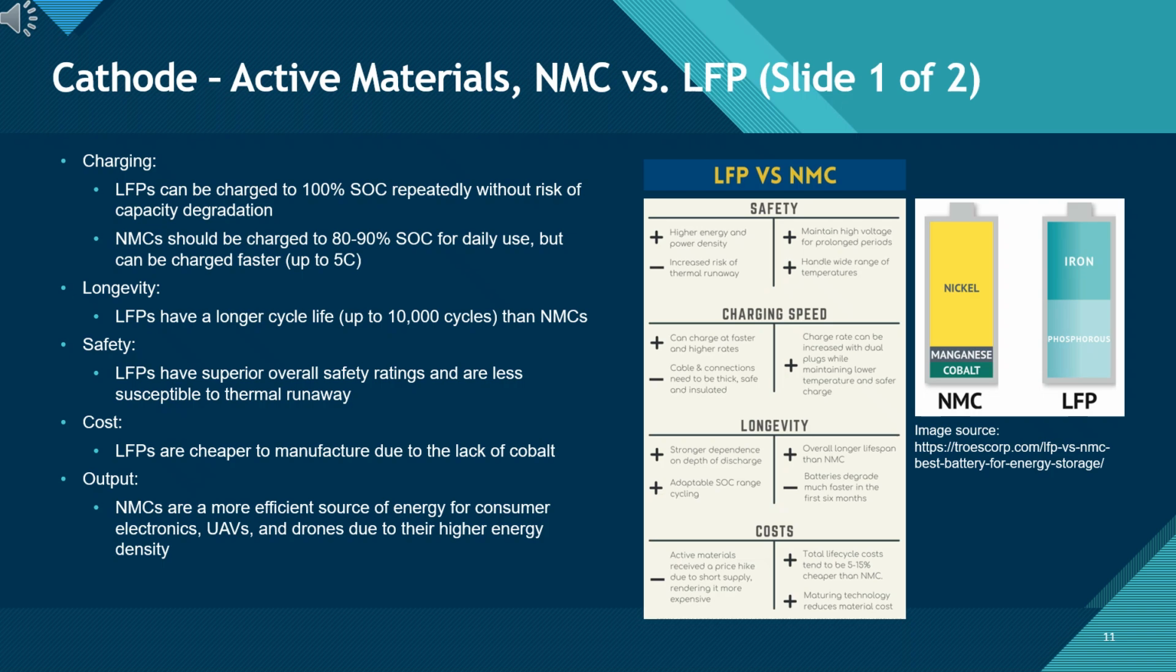If you look at the graphic on the right, you can see the literal difference in ingredients: nickel, manganese, and cobalt versus iron and phosphorus. Ultimately, the choice comes down to what the customer values more: raw energy density or long-term durability and safety.